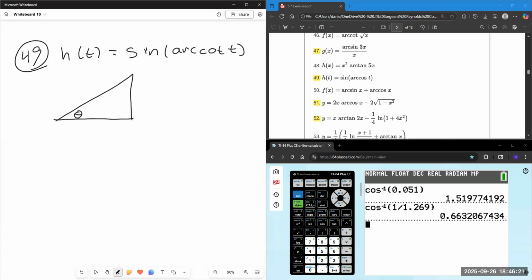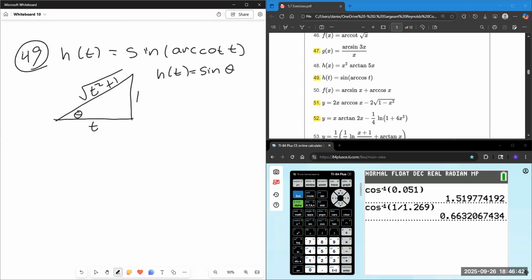So cotangent is adjacent over opposite, so adjacent over opposite. That makes this side t squared plus 1. So h of t is the sine of theta.